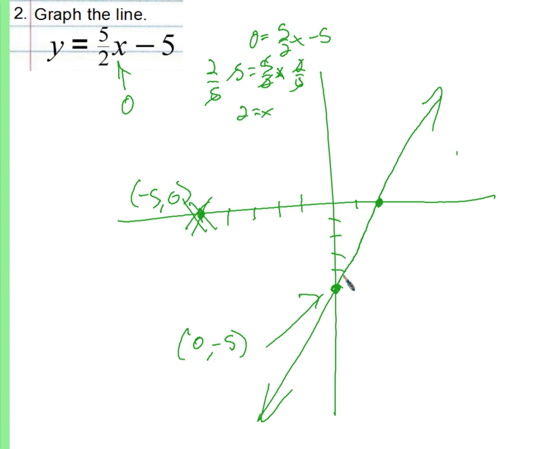Is that the only point we could find? Isn't there a point right here? And this one? There's a point there. There's how many points? An infinite number that we could have found here or here or here. Anything could have been our second point.